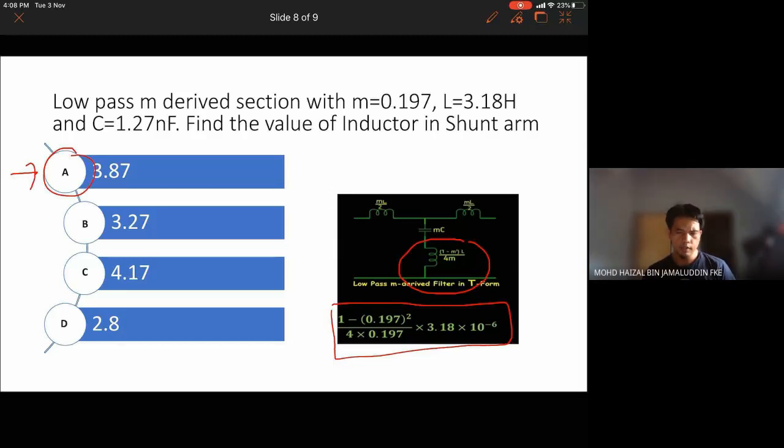Next, a high pass m-Derived pi section. Although the example given in this video is in T section, here the question asks about the pi section with m equivalent to 0.28 and C equivalent to 21.22 nanofarad. Find the value of the capacitor in the circuit. So now you need to know about the design of a high pass filter using the pi section. You need to draw the circuit. The circuit is given here.